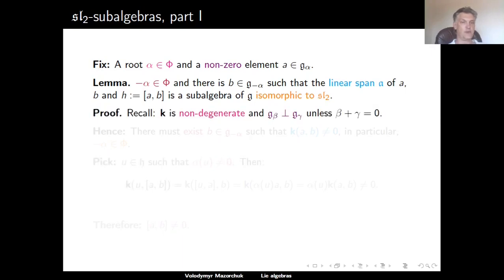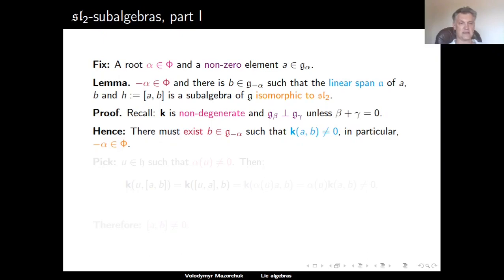Proof. First of all, we recall that we have the Killing form K on our Lie algebra, that it is non-degenerate, and that the root subspaces G sub beta and G sub gamma are orthogonal with respect to this Killing form unless the sum of beta and gamma is 0. Therefore, the only subspace where we can have an element whose Killing form with A is non-zero is the subspace G sub minus alpha.